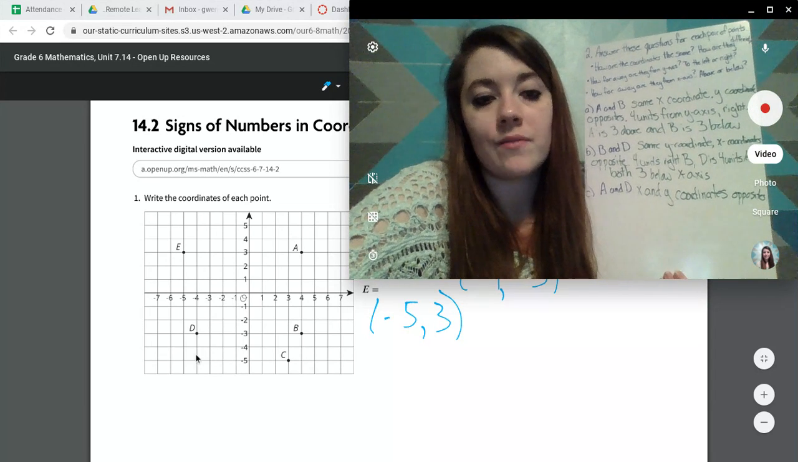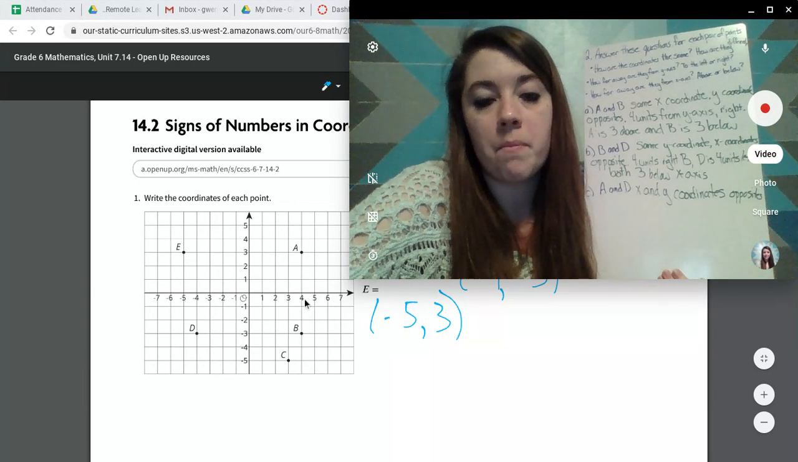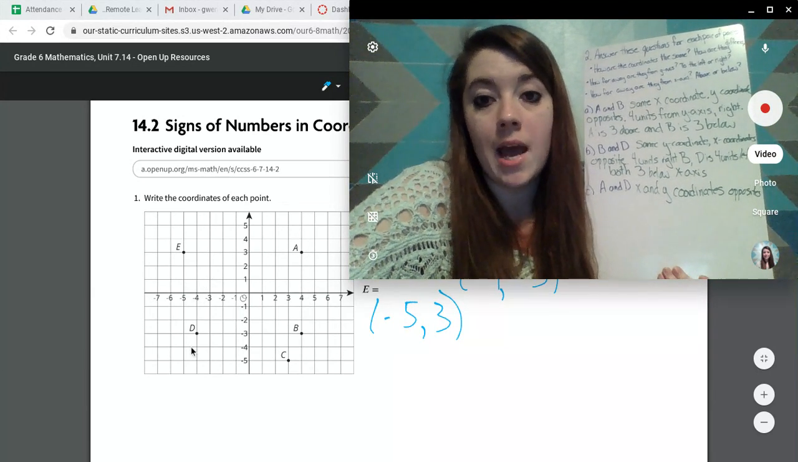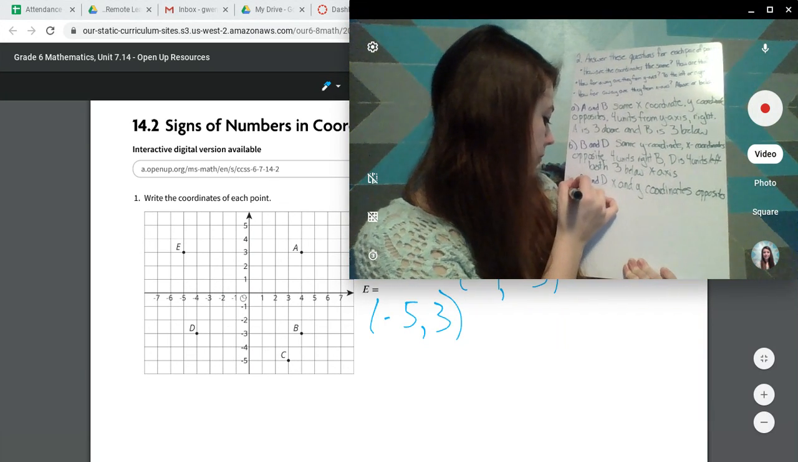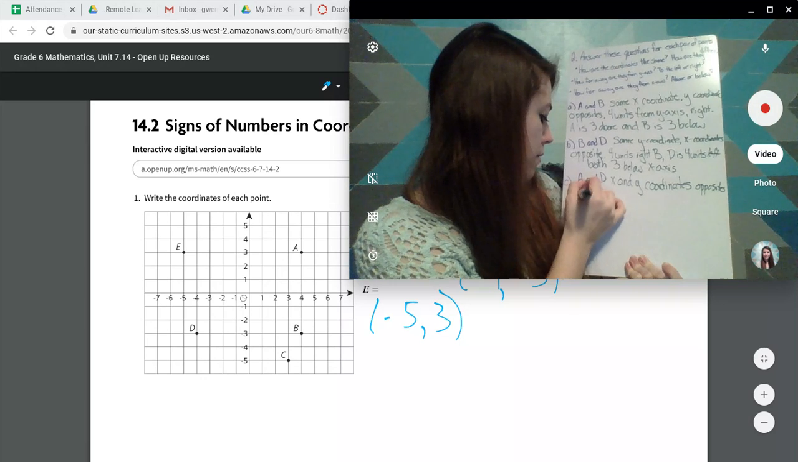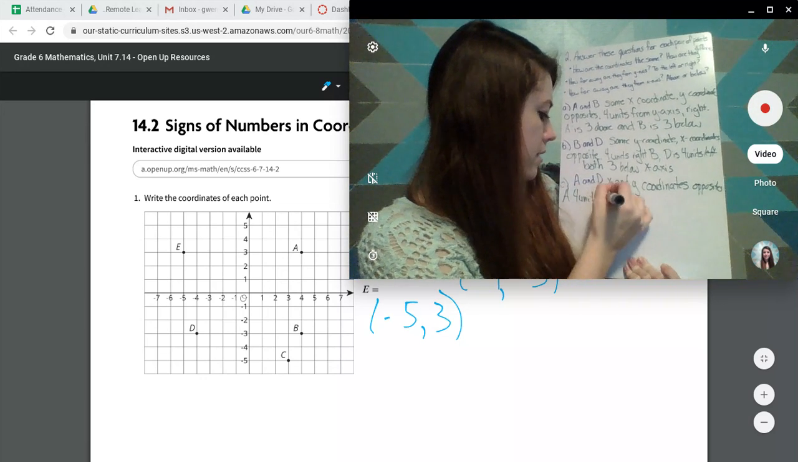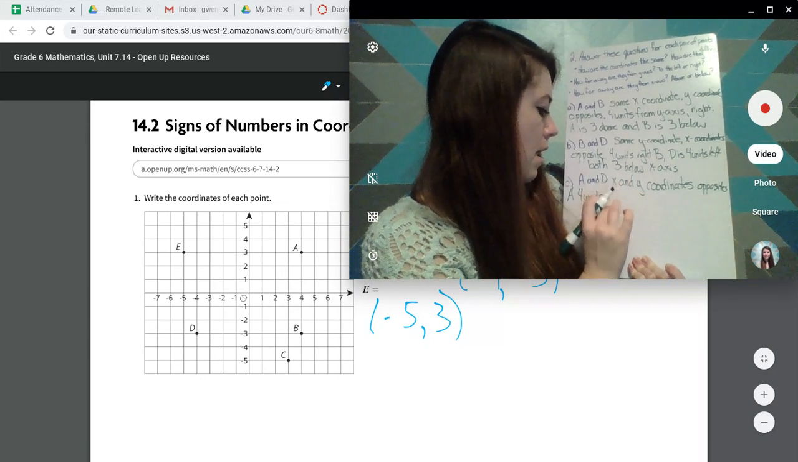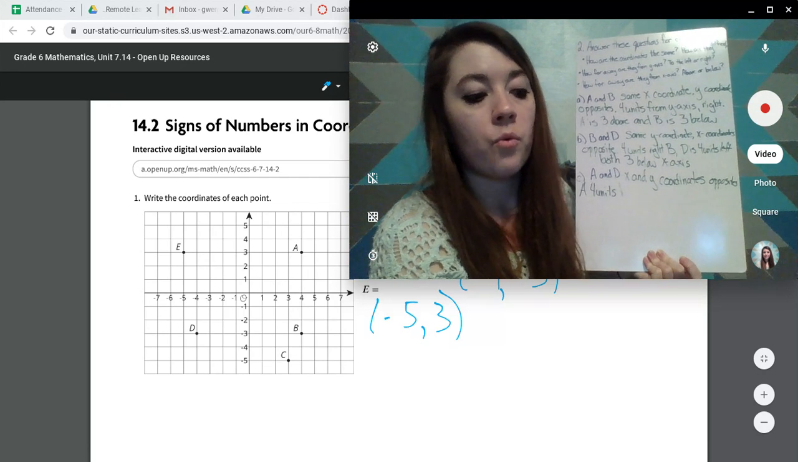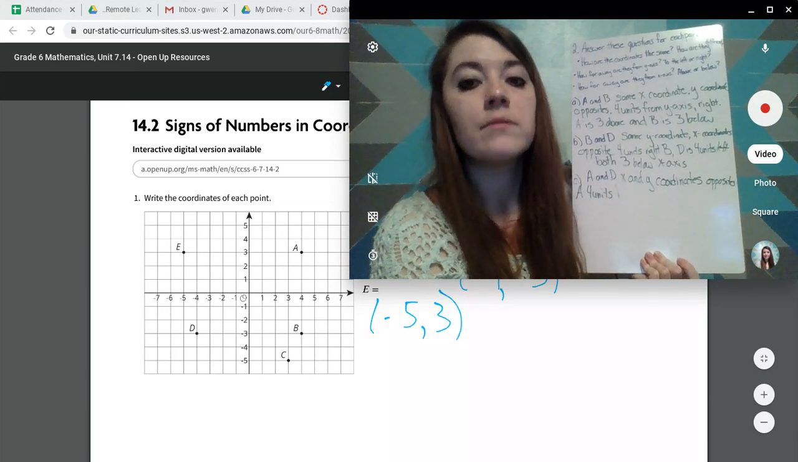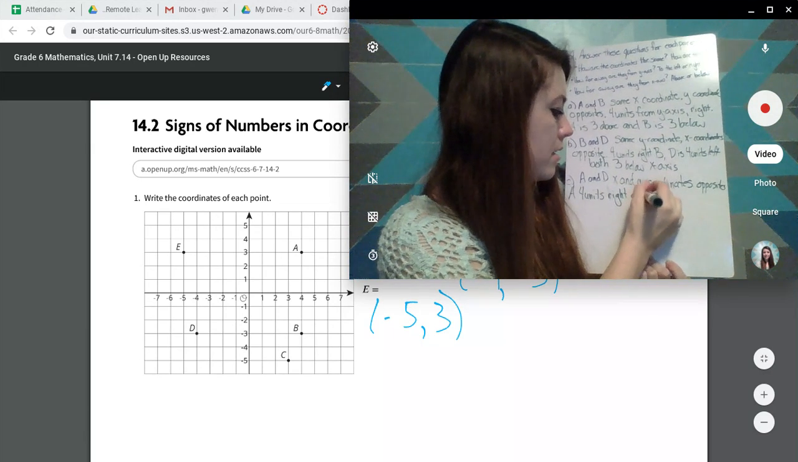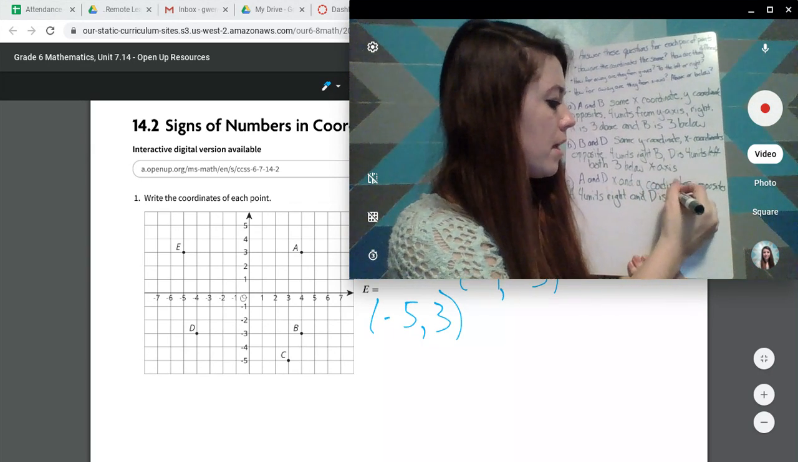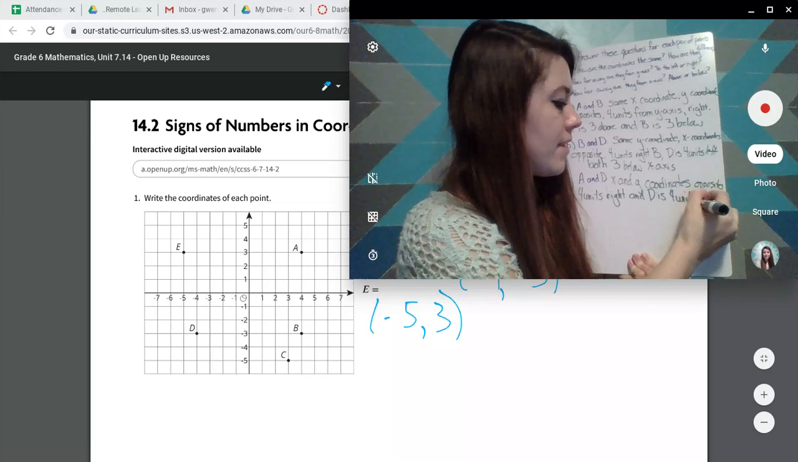So how far are they from the y-axis? That's looking at our x value. A was at +4, D was at -4, so that means they're both 4 units. So A, 4 units. And is it from the right or left of the y-axis? Right. And D is 4 units left. Excellent.